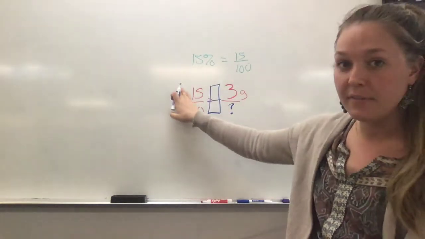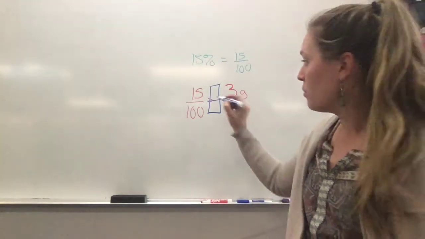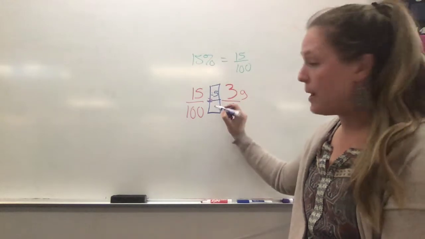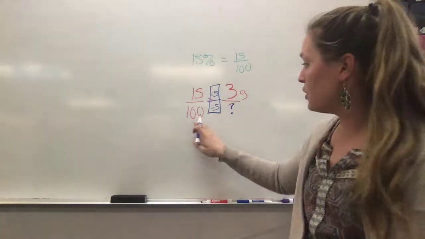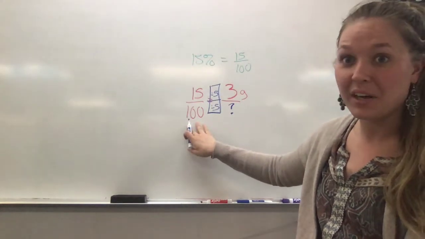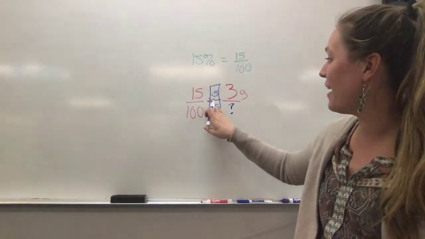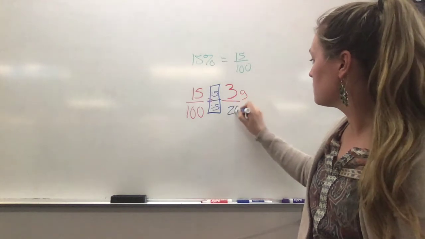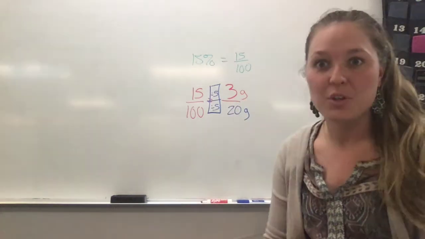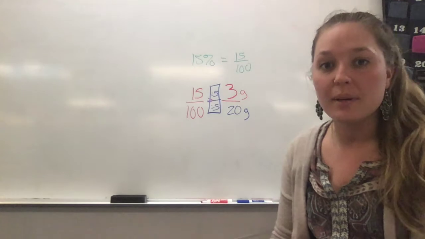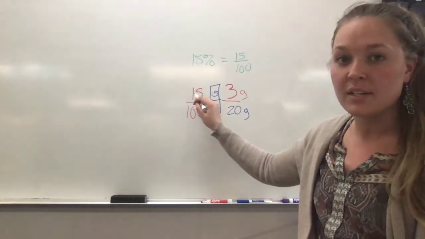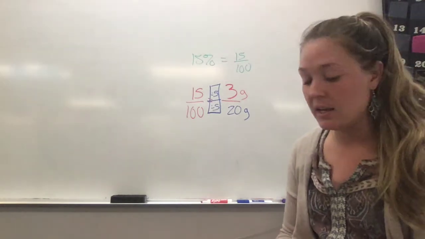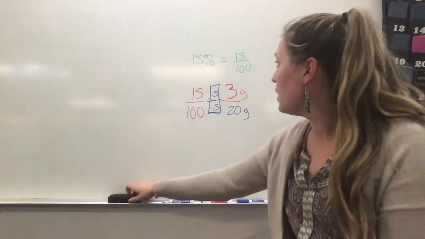How do we go from 15 to 3? Well, we have to divide by 5. And what we do on the top, we have to do on the bottom. And I gave you the answer. 100 divided by 5 is 20. Which, if you remember, that was what our answer was. So that means 3 grams is 15% of your daily value. 20 grams is 100% of what you're supposed to take in a day. Let's look at another example.